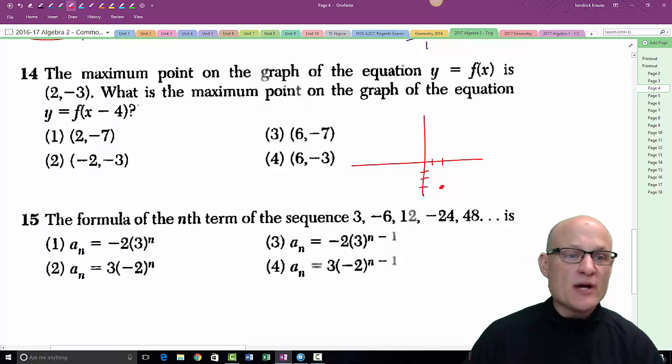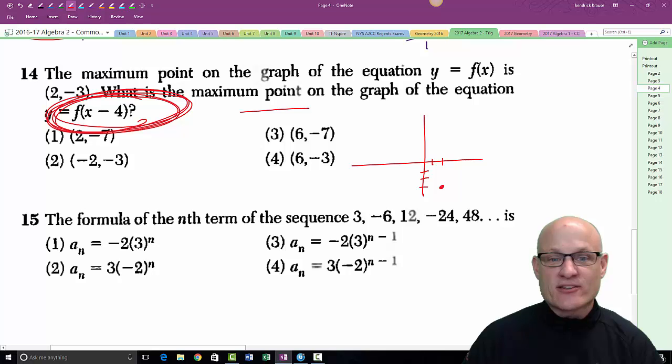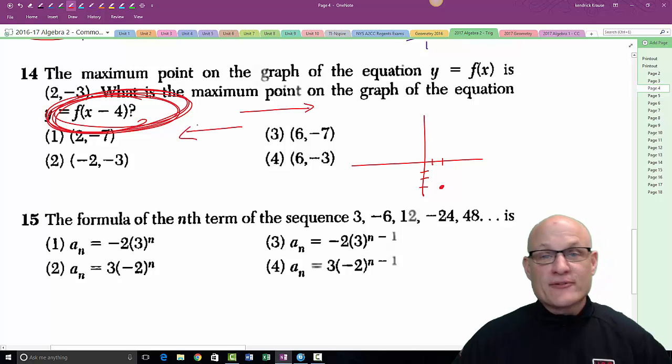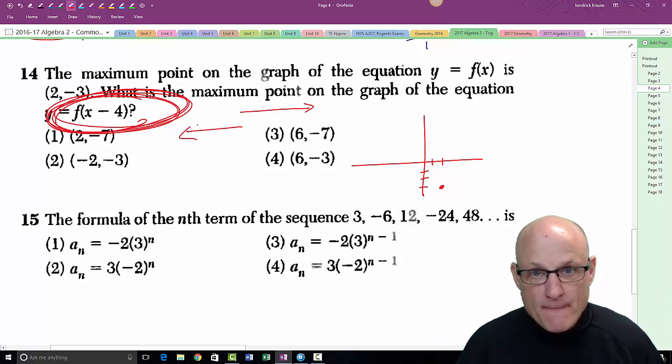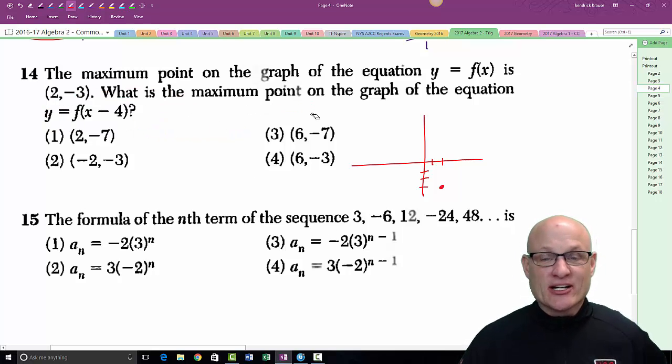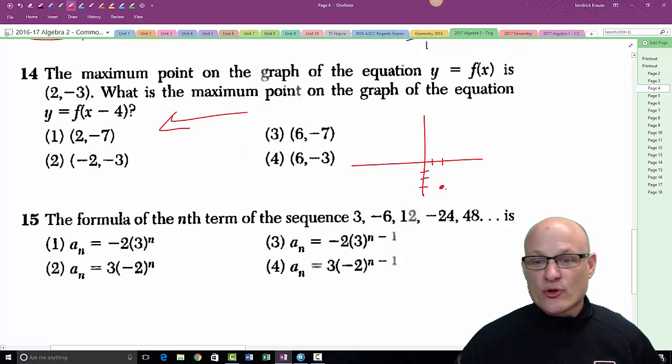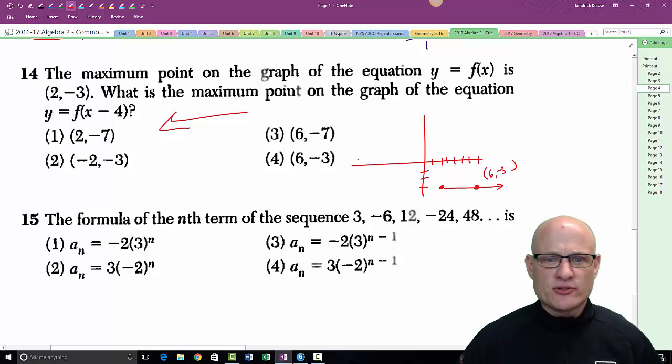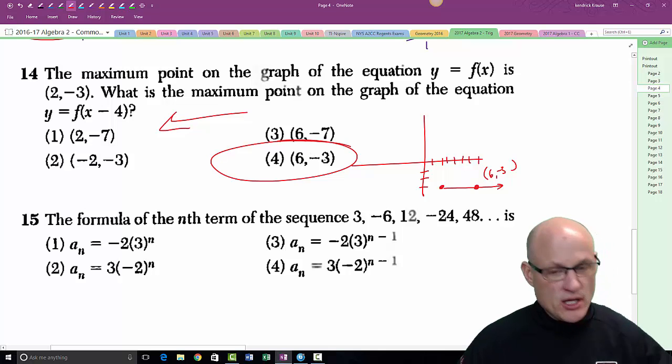Who knows? Now you have to remember, when we're inside the parentheses, that's a move right or it's a move left, backwards. Backwards. So since I put a -4 in here, which you'd normally think would go to the left 4, it does not. It goes to the right 4. So instead of being 1, 2, it's 1, 2, 3, 4, 5, 6, negative 3. So the answer would be 6, negative 3, which is choice 4.